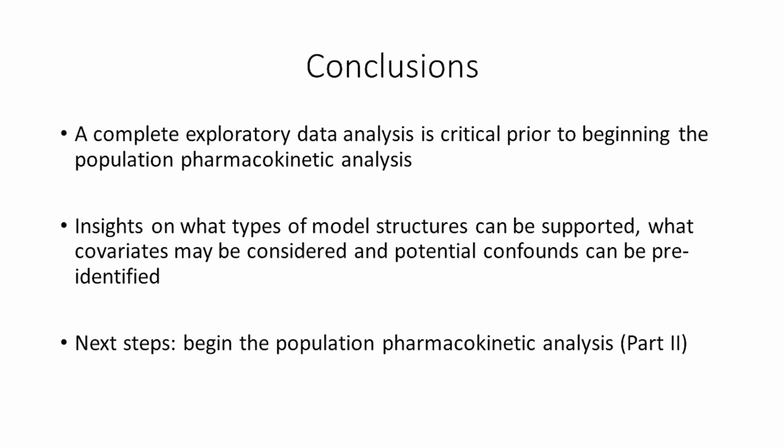So in conclusion, a complete exploratory data analysis is critical prior to beginning the actual model building process for a population pharmacokinetic analysis. Insights on what types of model structures can be supported, what covariates may be considered, and what potential confounds can be pre-identified. And so now that we've done the exploration of the data, we can begin the population pharmacokinetic analysis. And this will be covered in the vignette part 2.